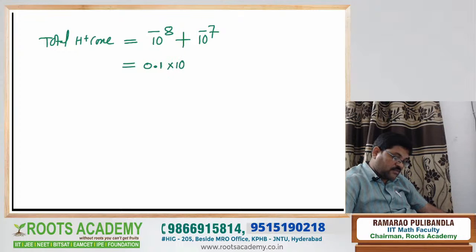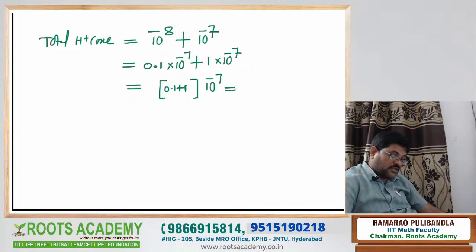0.1 into 10 power minus 7 plus 1 into 10 power minus 7. What is the common factor? The common factor is 10 power minus 7. So from that, what do you get? 0.1 plus 1, that is equal to 1.1 into 10 power minus 7.